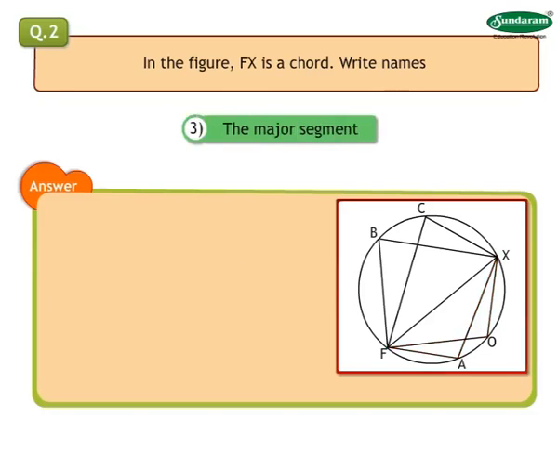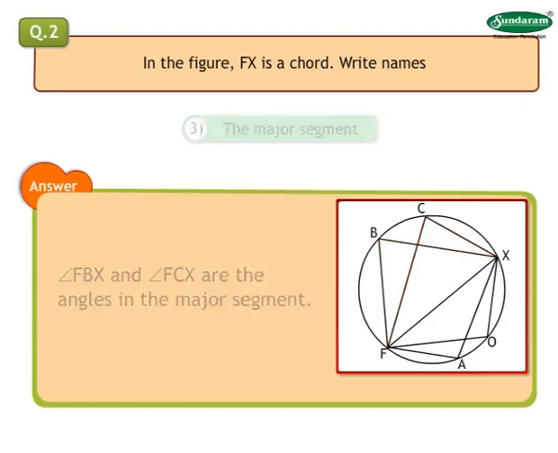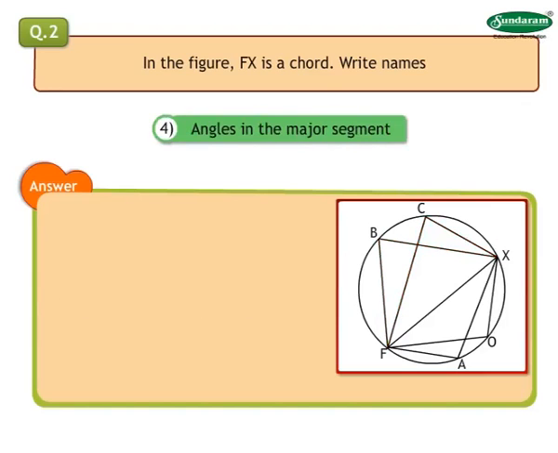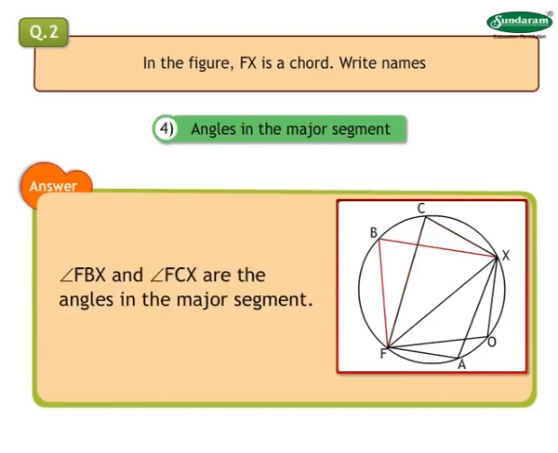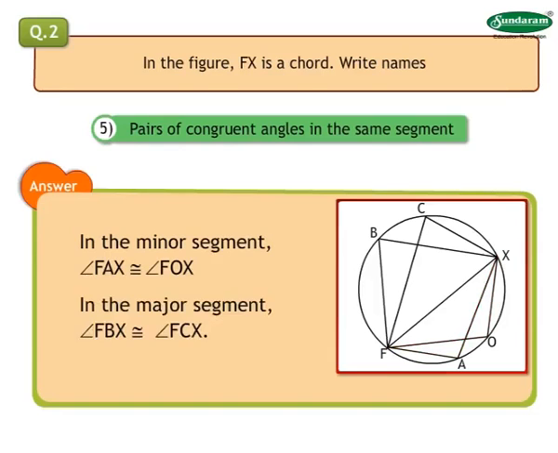3. The major segment. Answer. In the figure, FBX or FCX is the major segment. 4. Angles in the major segment. Answer. Angle FBX and angle FCX are the angles in the major segment. 5. Pairs of congruent angles in the same segment. Answer. In the minor segment, angle FAX is congruent to angle FOX. In the major segment, angle FBX is congruent to angle FCX.